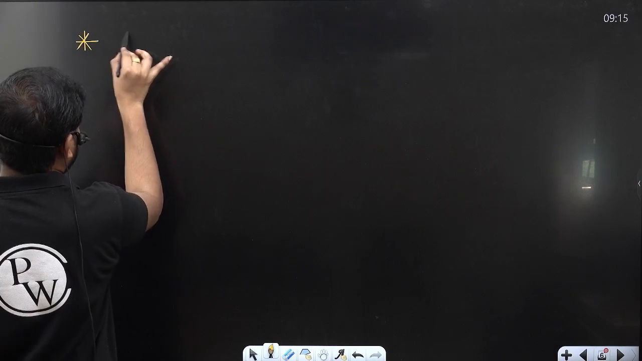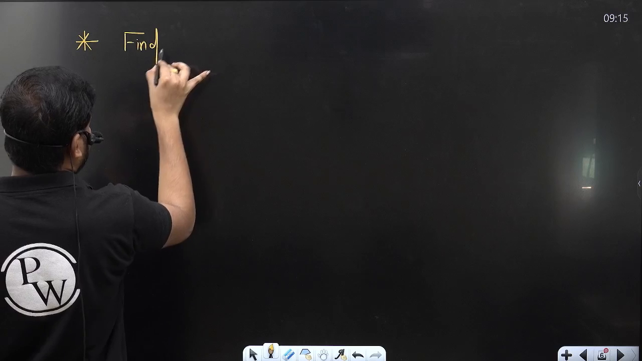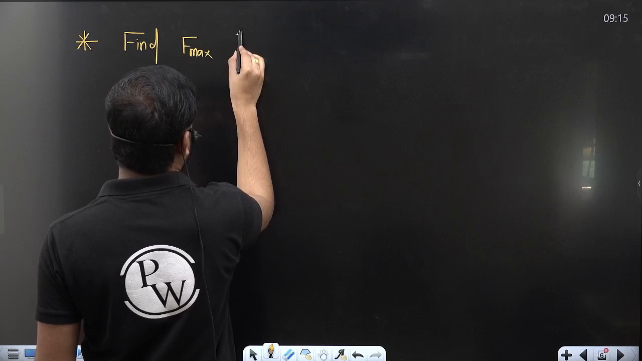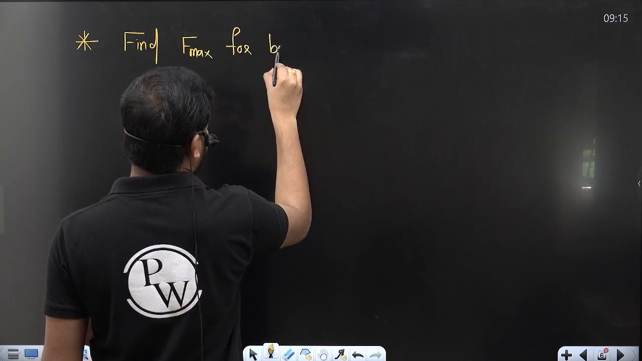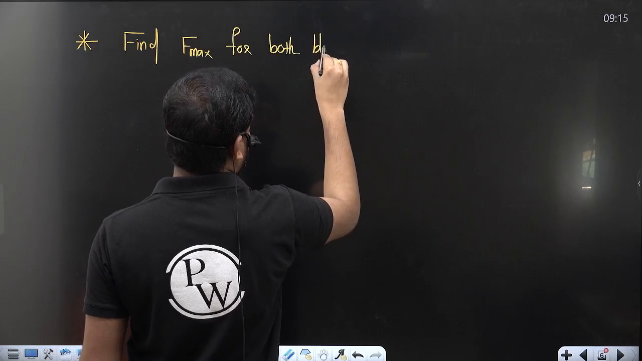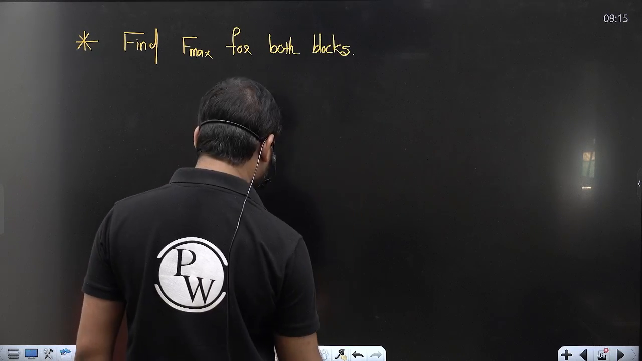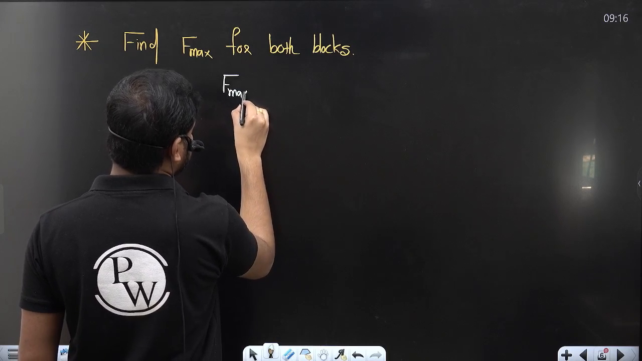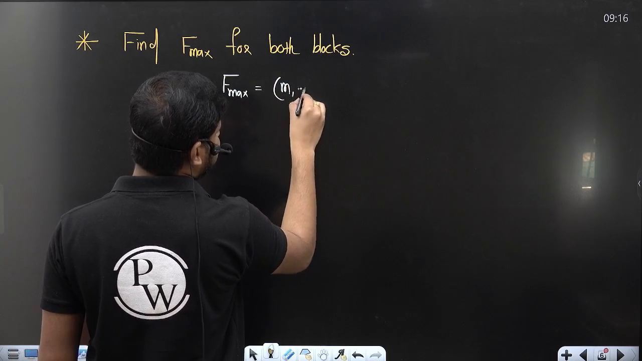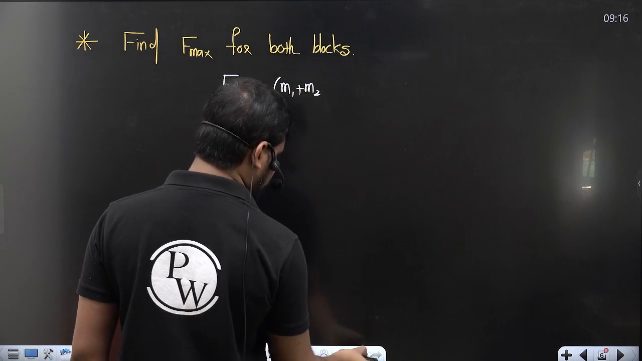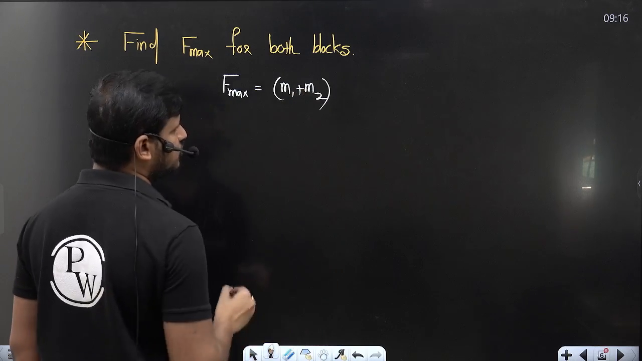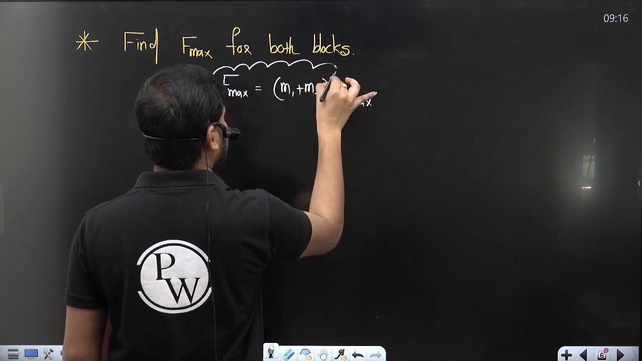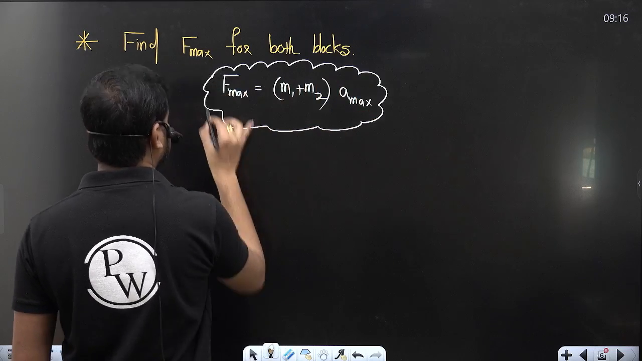So find F max. So for both the blocks, find F max. So what is that F max? F max is equal to, if there are two blocks, block over block problems, 99% of the time you will get only two blocks. So (M1 + M2) times A max. Okay, so this is the fourth step.